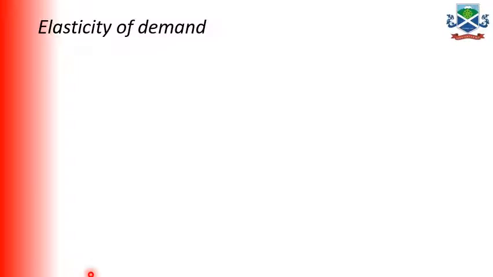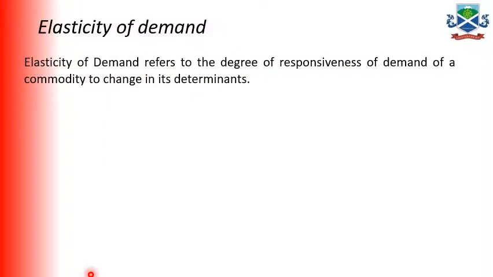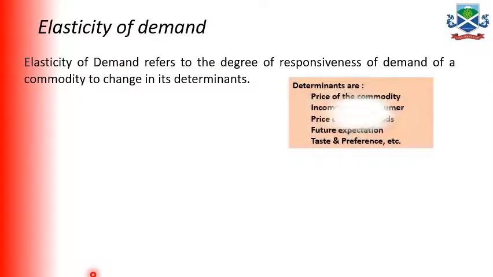Now, what is elasticity of demand? Elasticity of demand refers to the degree of responsiveness of demand of a commodity to change in its determinants. Determinants means factors affecting demand. These factors, we learned in the previous chapter, are the price of the commodity, income of the consumer, price of related goods, which are of two types, complementary and substitute goods, future expectation, taste and preference, etc.